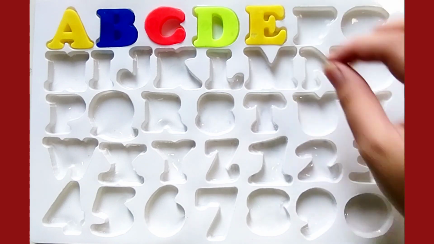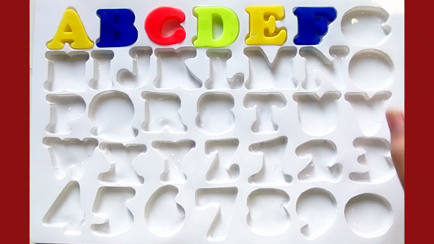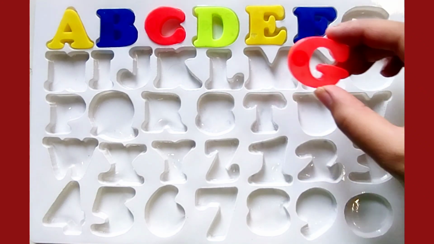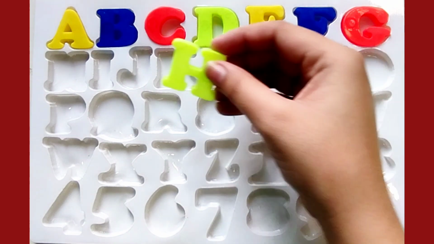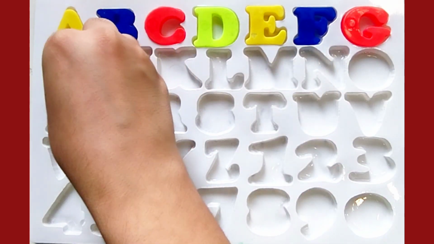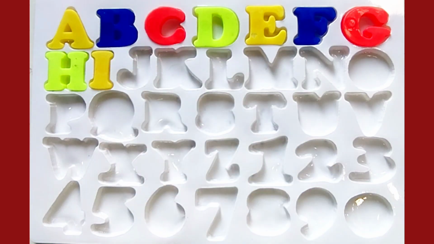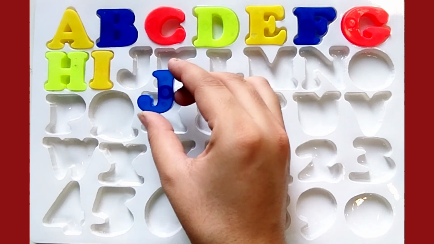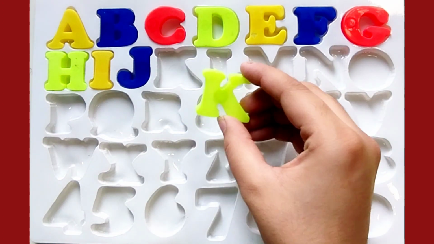E is for elephant. Blue color F. F for fish. Orange color G. G for grapes. Light color H. H for house. Yellow color I. I for ink pot. Blue color J. J for juice. Light color K.